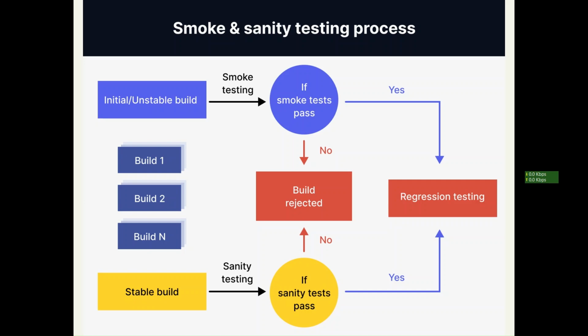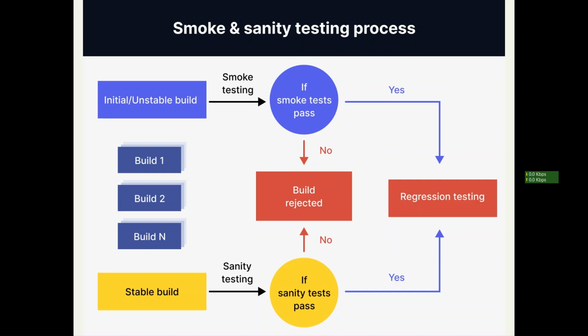And next is sanity testing. You do sanity testing when the build is stable. If sanity testing is passed, only then you go for regression testing. If it fails, the build is rejected there. In smoke testing, you do only the basic tests, but in sanity testing, you go deeper and wider. All the links in a page will be checked. You'll have more test cases in sanity testing.